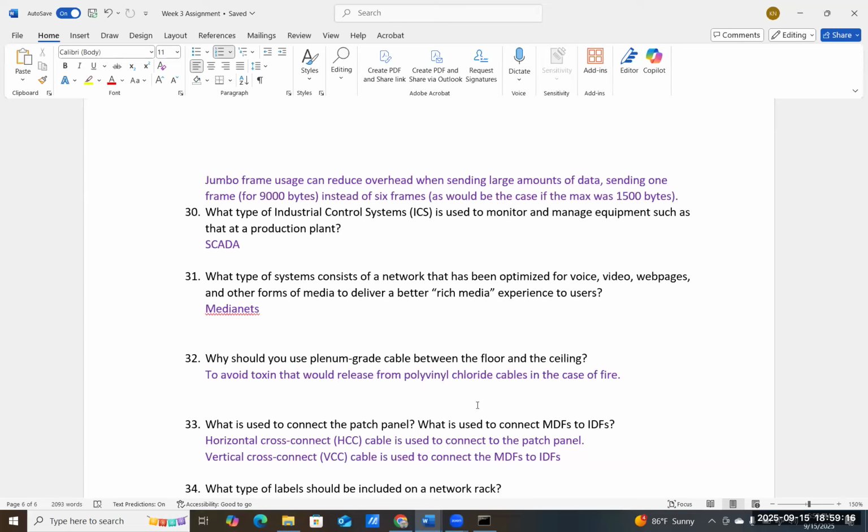hazards like fire. But we also want to avoid toxins, because regular cable is going to have a polyvinyl chloride substance in the coating, and they do that for flame retardant and other things, right? In the case of fire. So basically it prevents fire.